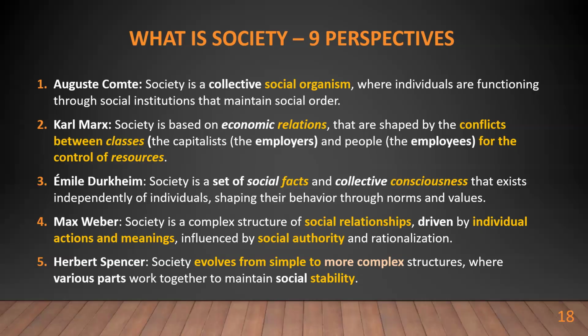Max Weber: society is a complex structure of social relationships driven by individual actions and meanings. So the individual here becomes the center of attention, because Max Weber actually believed that our choices and our personalities take precedence over the social structure, that we're kind of stronger than that. But they are also influenced by social authority and rationalization.